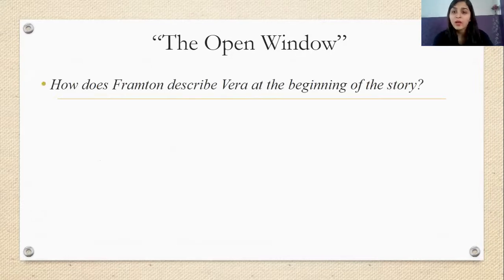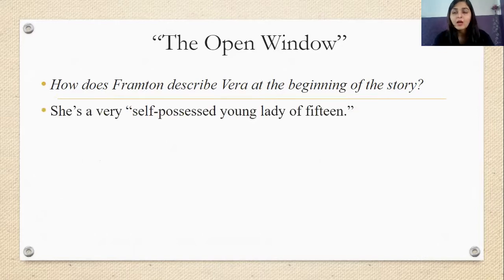How does Frampton describe Vera at the beginning of the story? Now, why are we saying Frampton describes? Because Frampton is actually telling the story. The narrator of the story is Frampton himself. So he must have come to know later on that this was a made-up story, and that is why he has written it, showing how a little girl fooled him. In the starting, he must not have known that this little girl is so devilish. So in the starting, he has written that she was a different kind of person. She was a self-possessed young lady of 15. So she was a 15-year-old girl, a lady, and was self-possessed. That means she loved herself a lot, and she was a very confident girl.